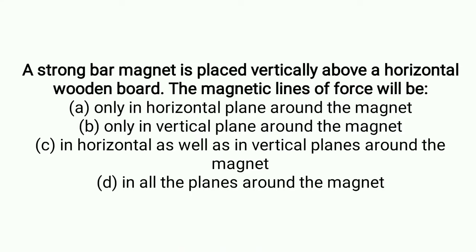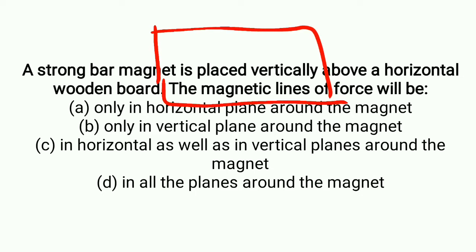Here is the question. A strong bar magnet is placed vertically above a horizontal wooden board. The magnetic lines of force will be. So here we have a horizontal wooden board, and we have placed vertically one bar magnet. We have placed the north, this is south.